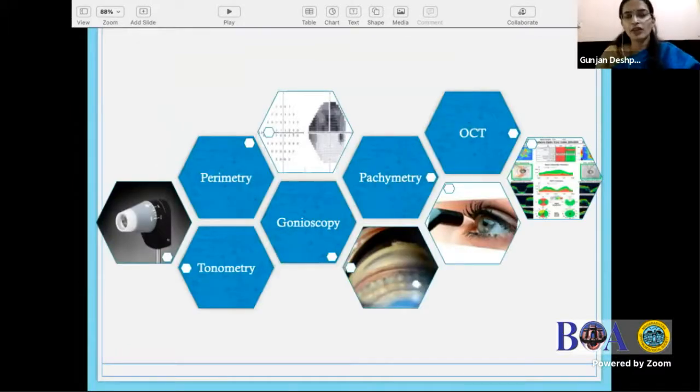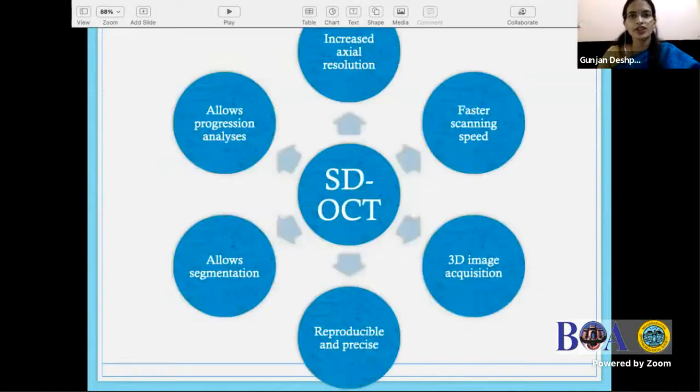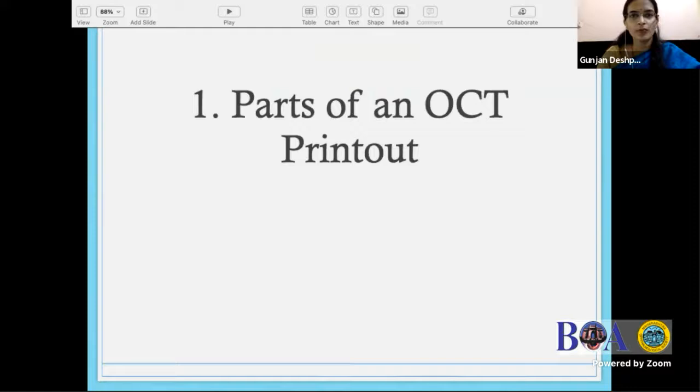We have a lot of equipment and machines to help us in the diagnosis of glaucoma, and OCT is one of those. I'm not going into the optics of the OCT. We'll directly come to our talk today. The first part is I'll be describing the parts of an OCT printout. The second part will be how to read an OCT printout. And the last will be a small note on the artifacts and the pitfalls.